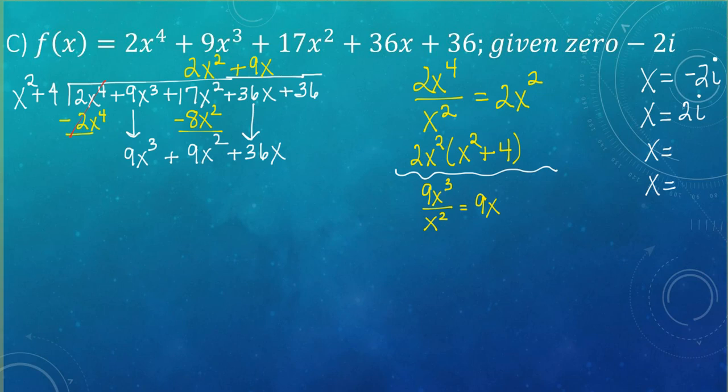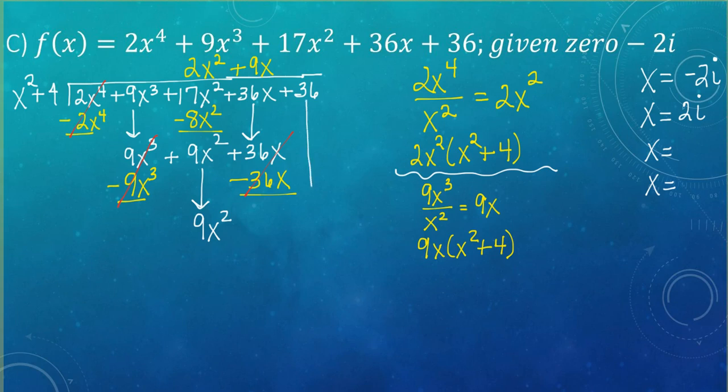Take that 9x and multiply it by x squared plus 4. Lining up your like terms, 9x times x squared would be 9x cubed. 9x times 4 is a positive 36x. We have to do our sign changes. This is canceling, and so does this one. So we have two more terms to bring down. We have 9x squared and a positive 36. And we're ready to repeat that one more time.